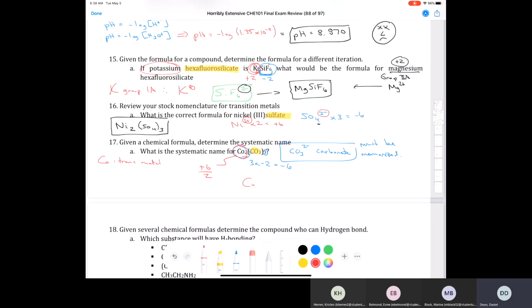So this must be cobalt 3 carbonate. Cobalt 3 carbonate, like that. And there you have it, folks. Boom. Highlight it. All righty. Let's move on and take a look at the next question.